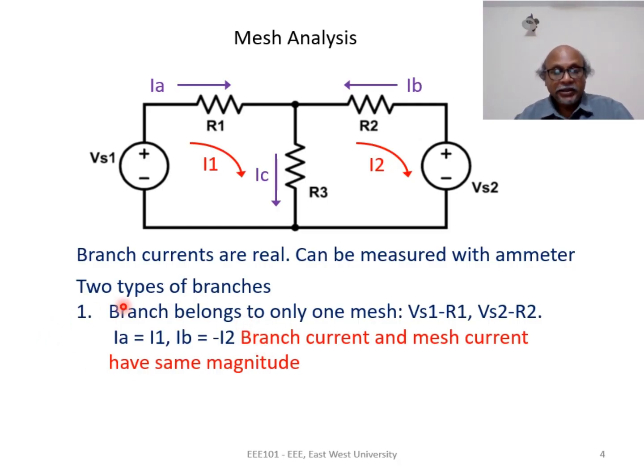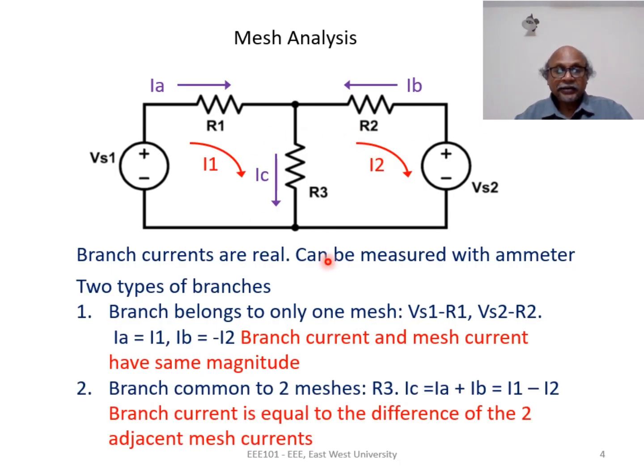If we combine these two relationships together, we can say that in this type of branch, which belongs to only one mesh, the branch current and the mesh current have the same magnitude. The other type of branch is common to two meshes.